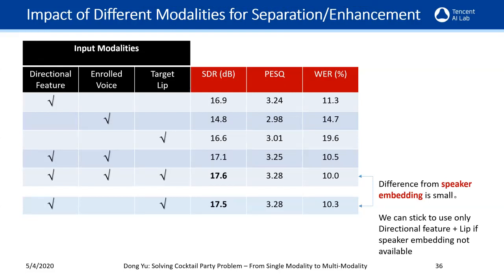However, when two sources of information are available, the importance of the rest is significantly lower. More interestingly, when lip embedding and the directional feature are available, with or without speaker embedding causes very small difference. In many applications, speaker embedding is not available, but luckily, this seems to be fine.